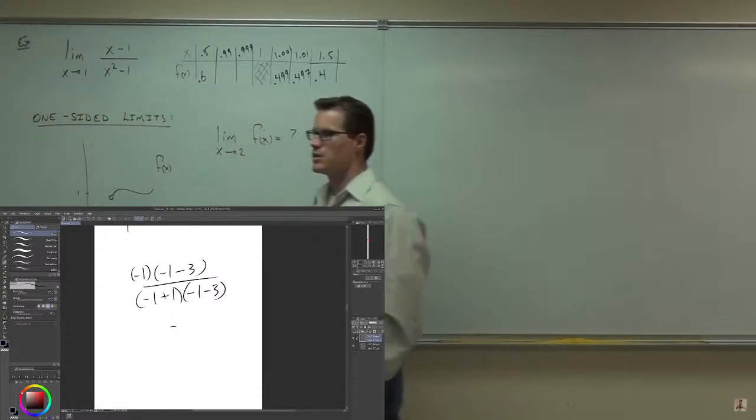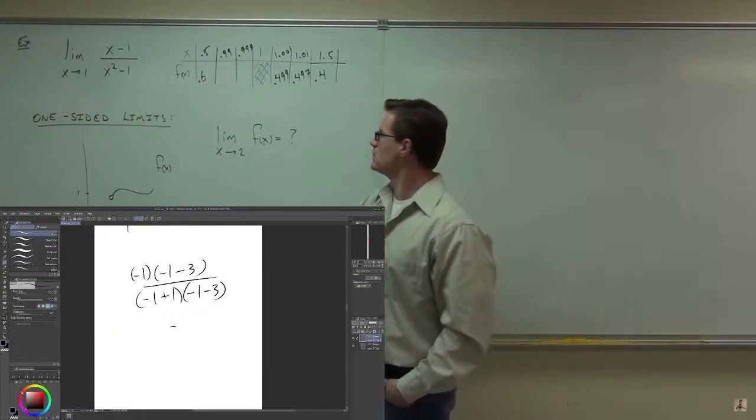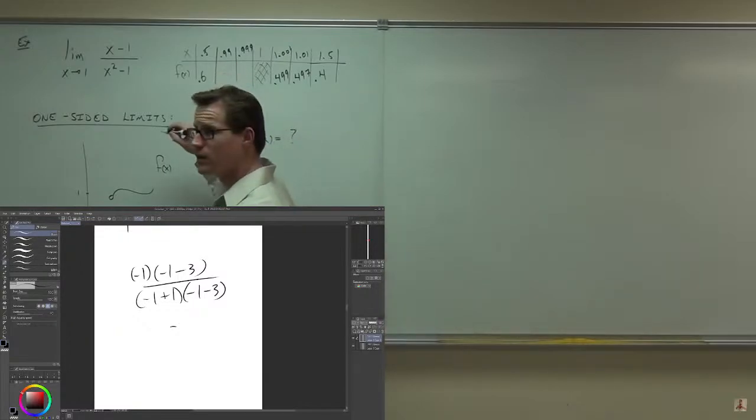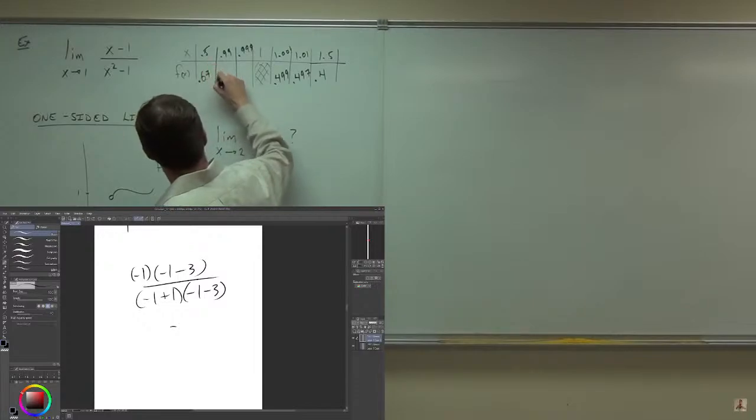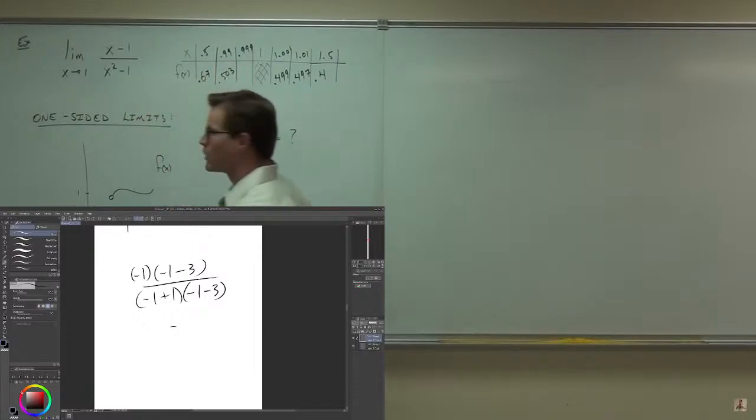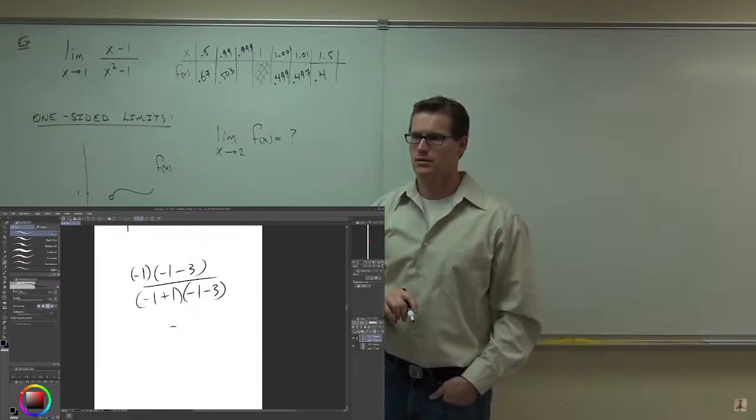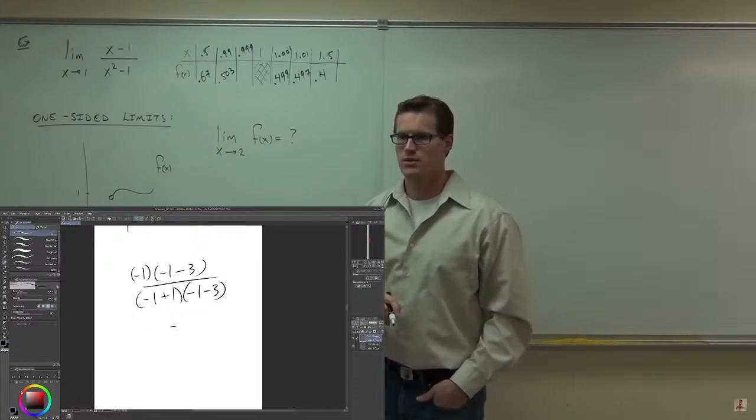Okay. Give me 0.99. 0.503? Give me 0.999. 0.5002?